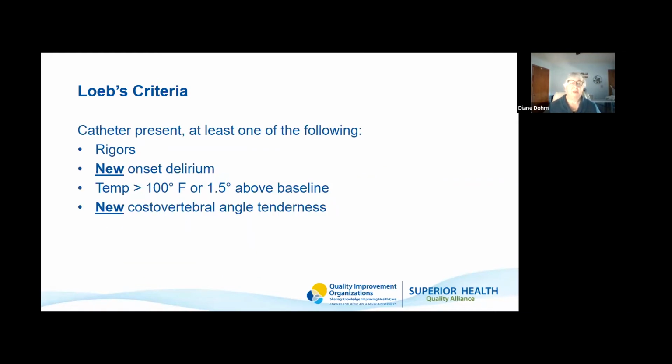If there's a catheter present, that definition changes, and you have to have at least one of the following. So rigors, new onset of delirium, a temperature greater than 100 or 1.5 degrees over that resident baseline, and new costovertebral angle tenderness. Again, note the use of the word new in the criteria.